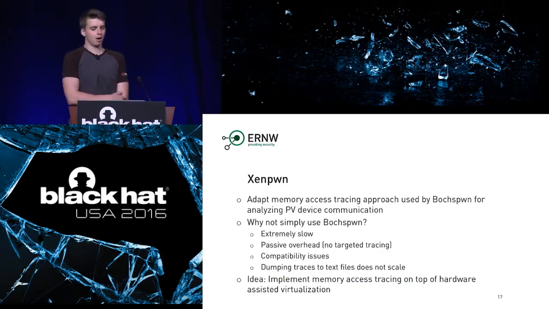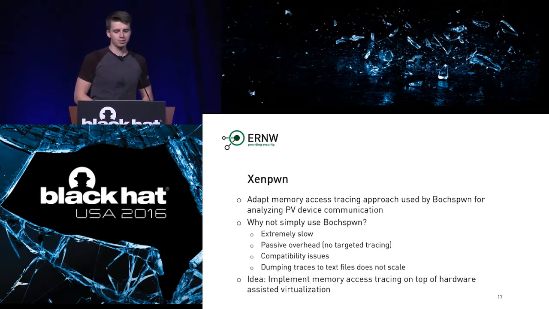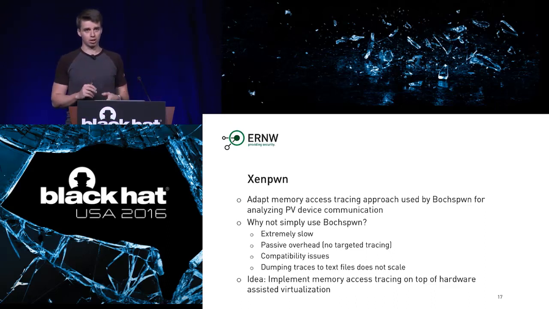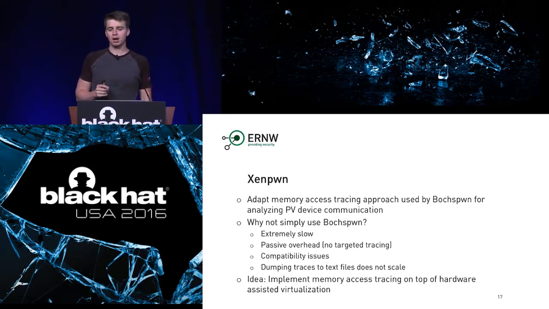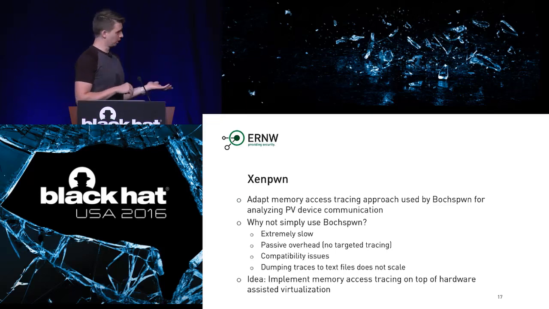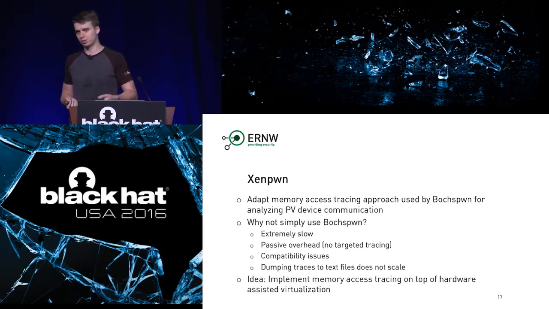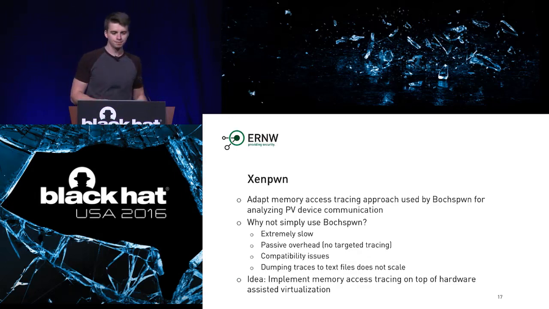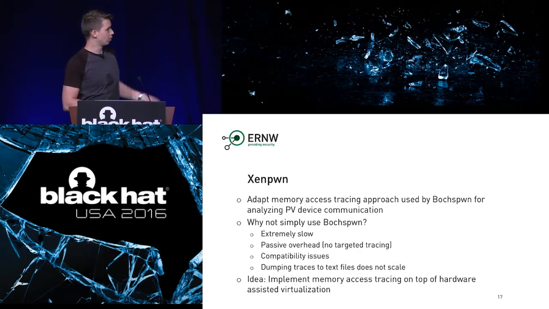So the idea now is to adapt this memory tracing approach that is used by Xenpwn, but use it to analyze paravirtualized device communication. You might ask, why don't we simply use Xenpwn? The main problem is that Xenpwn is really slow, because the Bochs CPU emulator is already slow. If you add additional instrumentation, it becomes even slower. And it's a passive overhead, so you have this for every memory access, not only the memory accesses we are interested in. My main problem when I tried to use it was basically compatibility issues.